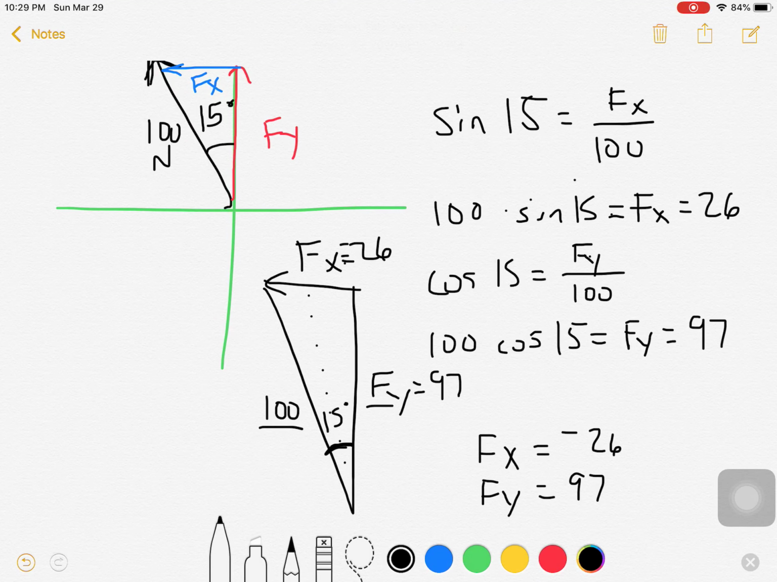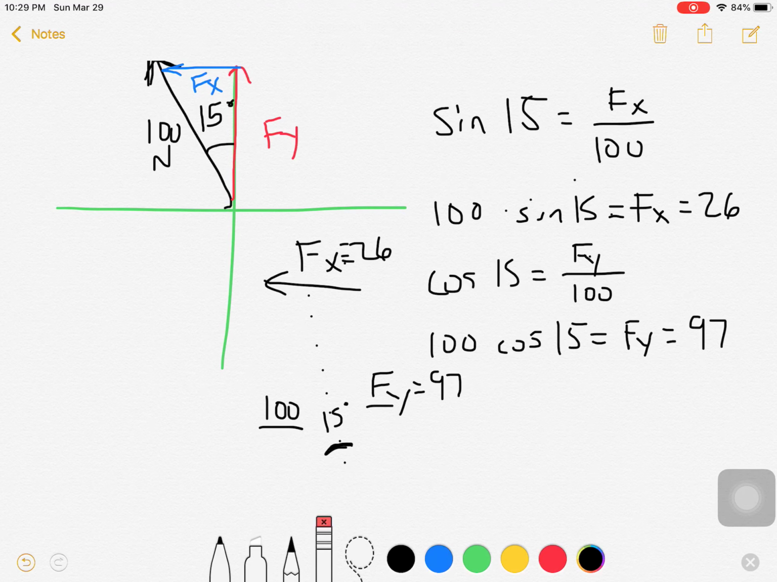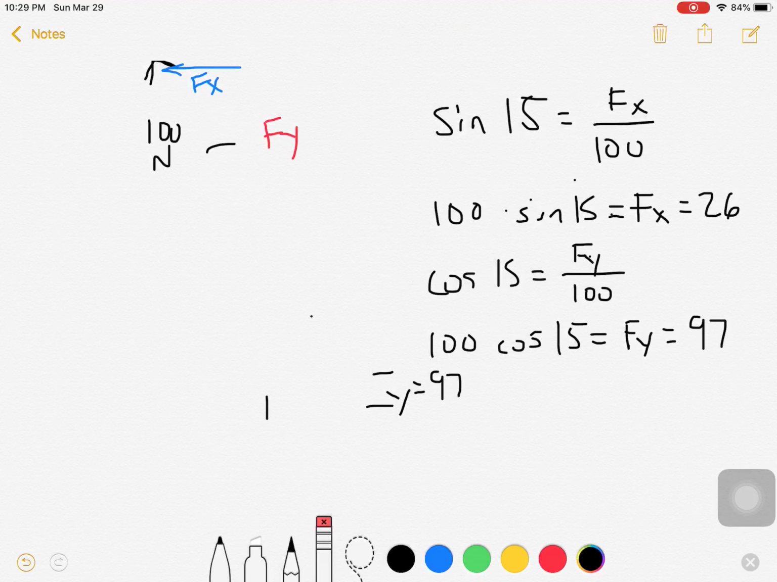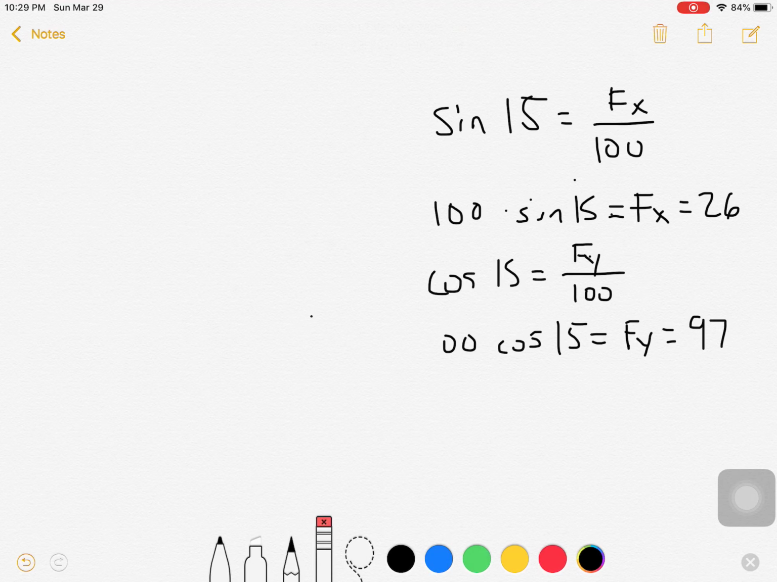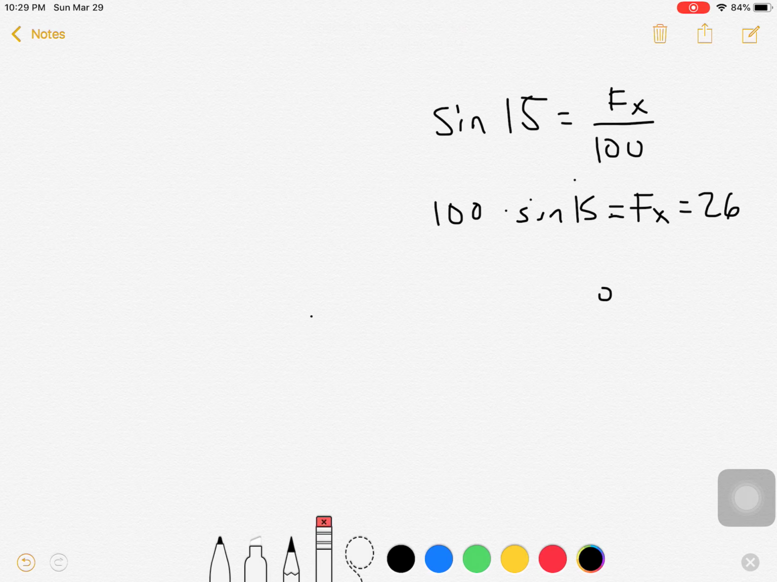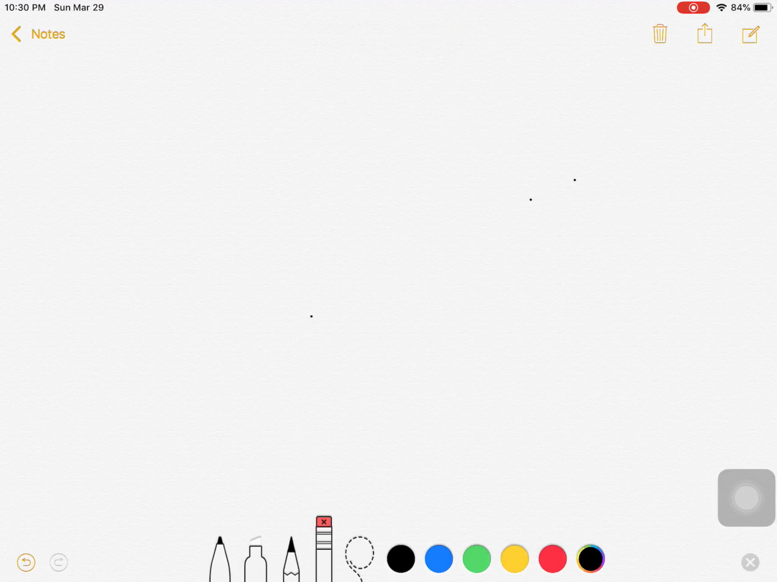Now, once we know how to break apart a vector, we can actually use that to add them together. It's almost counterintuitive because to add them together, our first step is going to be to break things apart. So let's do an example here and take a couple vectors and put them together and see what happens. And look at an example where we might use something like this.